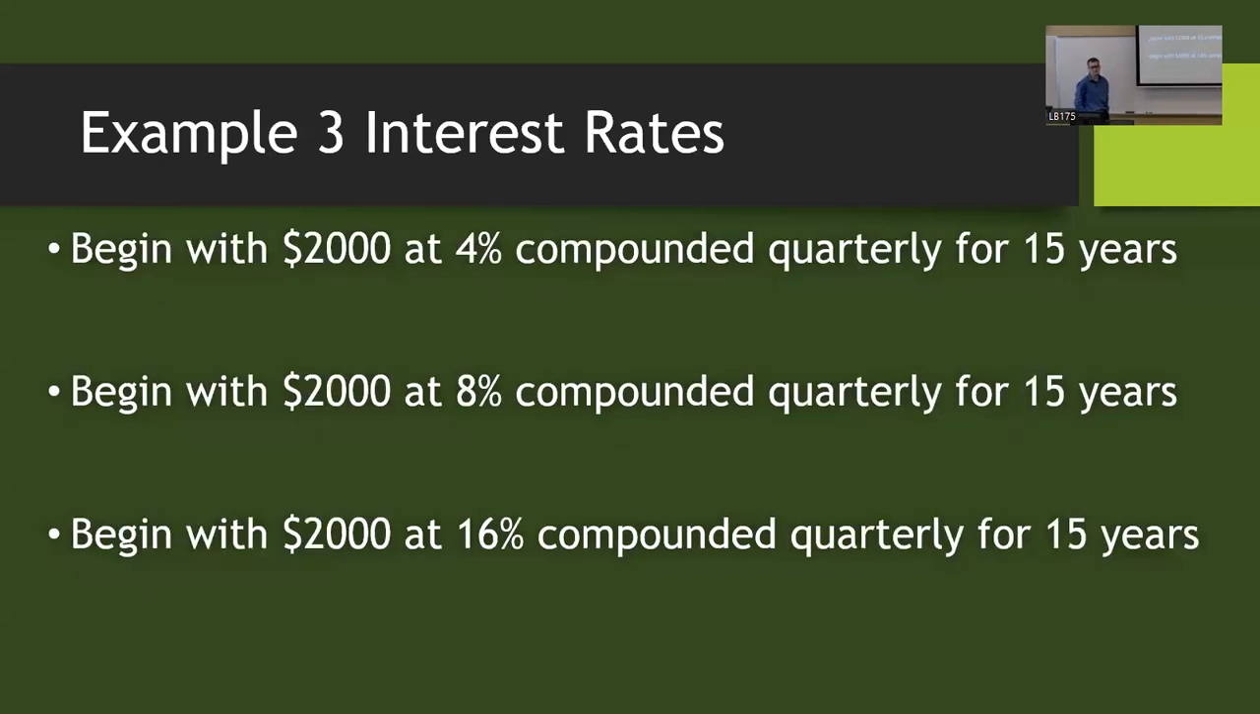This time, we're going to change the interest rates, and then we'll change the time. So here's what I'd like you to do for example 3. I would like you to do the first 2 bullet points on your own. Figure out how much is in the account after 15 years, and then decide how much interest is gained in those first 2 bullet points. You don't have to do the 3rd bullet point. It's pretty redundant.